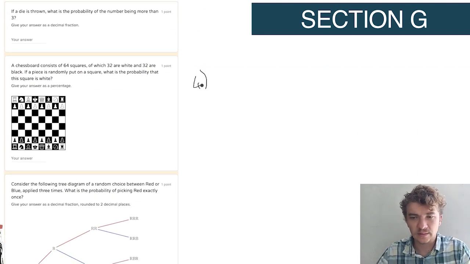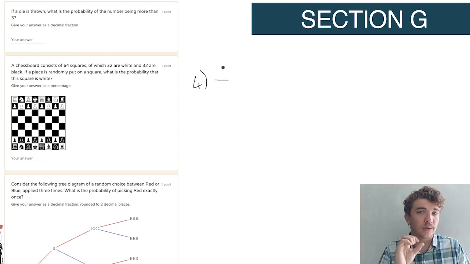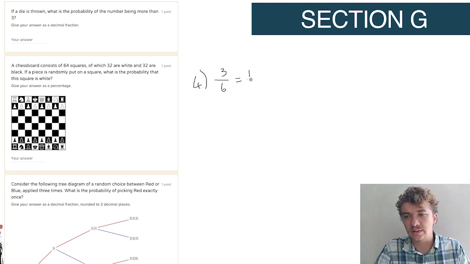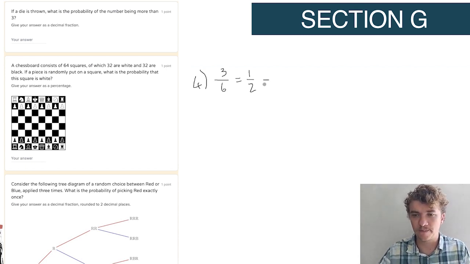If a die is thrown, what is the probability of the number being more than 3? What you always do at the top of a fraction is ask how many ways there are of throwing a number on a die more than a 3. The options are 4, 5, and 6. So there are 3 options. How many options are there in total? 6, because the die has 6 faces. Therefore, the answer is 1 over 2. They ask for it as a decimal fraction, so the answer is 0.5.